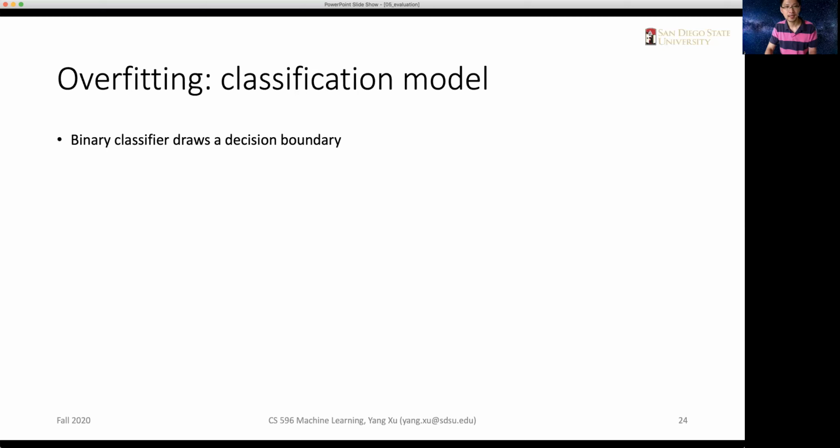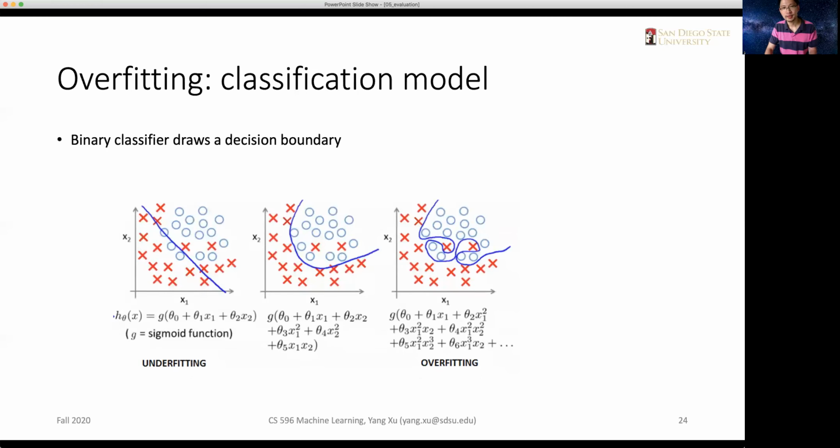So yeah, in the case of classification models, it's even more visualized here. We want the boundary to be reasonable, so that the boundary describes the general pattern, instead of drawing some very specific boundaries that tell each data point apart. That is something we don't want to see, basically.